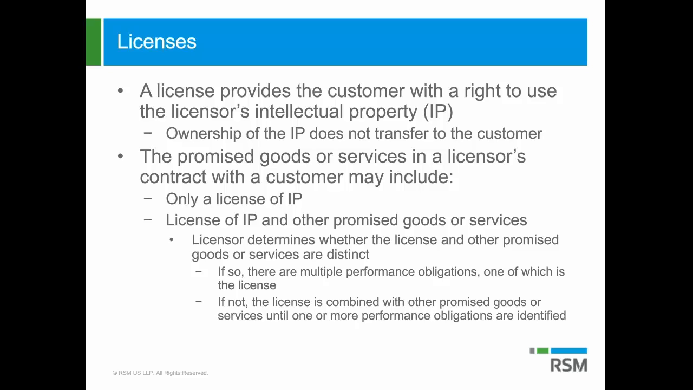And so the first thing that has to be evaluated, because there is very specific guidance for licenses in the new standard, you have to evaluate, well, what is my performance obligation here? Or what am I delivering? Am I delivering just a license of intellectual property? In which case, as we talk about the model on the next slide, it'll be straightforward as to what you're applying it to. Or are there multiple items?